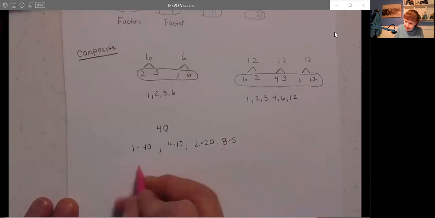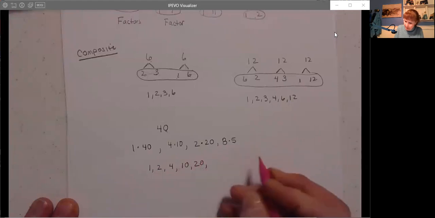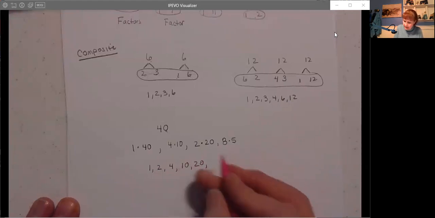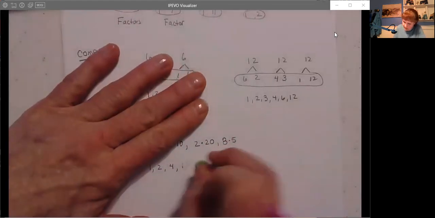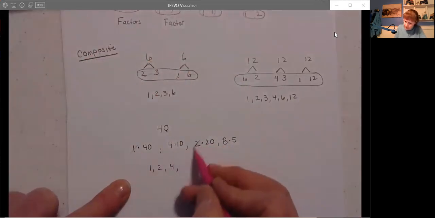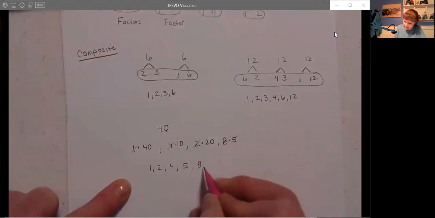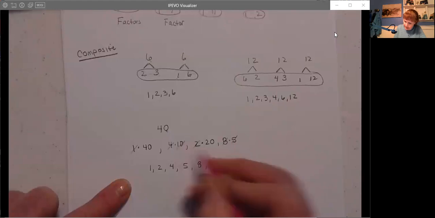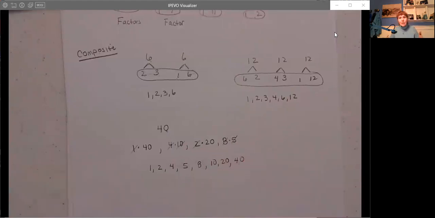But once you get these here, you'll have 1, 2, 4, 10. I'm going ahead and listing them in order. Oh, I missed 8. No, I'm not going to list them in order then. Well, okay, fine. I'll erase it. 1, 2, 4. I'm going to cross them off. 5, 8, 10, 20, and then 40. Okay, so that would be your list of factors of 40.